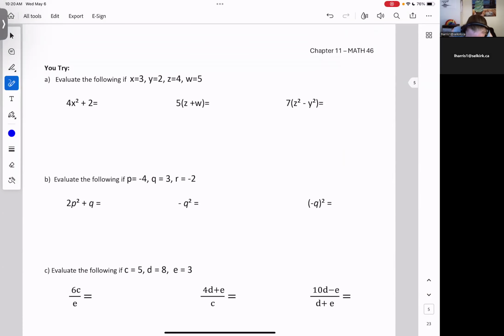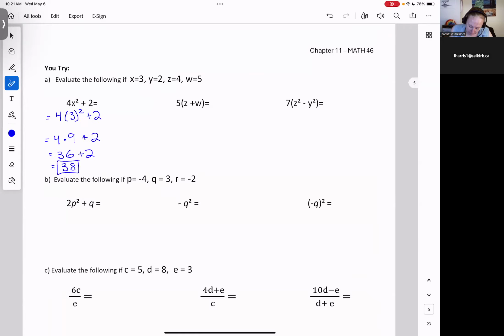So in this first example, we're told x is 3, so we're going to have 4 times 3 squared plus 2. Okay, and then using BEDMAS, we're going to start by evaluating our exponents. 3 squared is 3 times 3, which gives me 9. Then I'm going to do my multiplication to get 36 plus 2, which gives me an answer of 38.